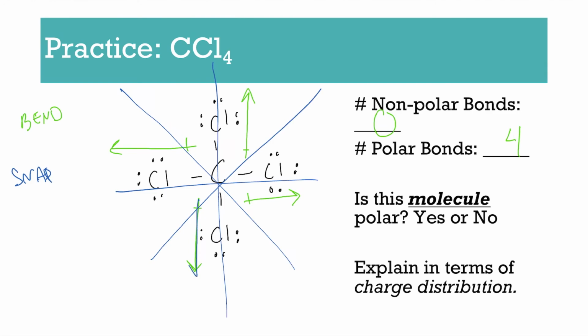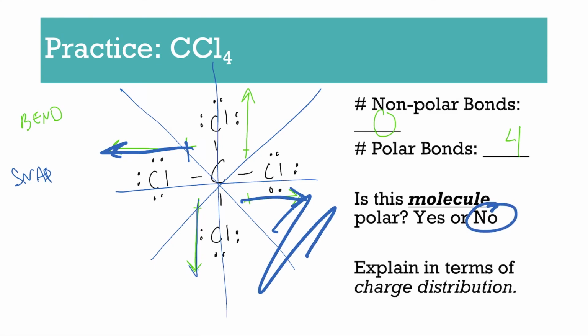We have one going down and one going up. So that shows you that those two cancel out. You have one going left and one going right. They cancel each other out. So if you have oppositely pointing dipoles, they cancel out. So this molecule is nonpolar, and we have an even distribution of charge.